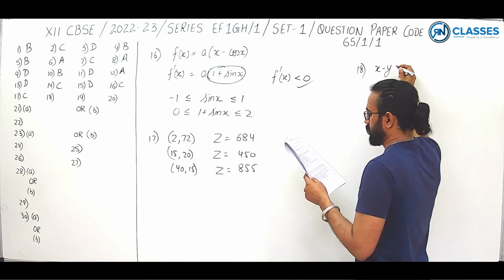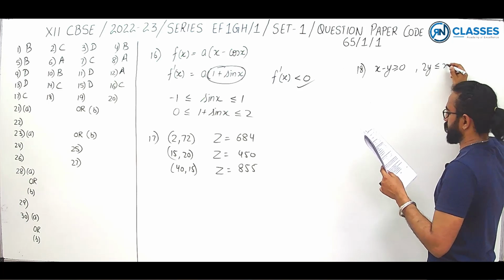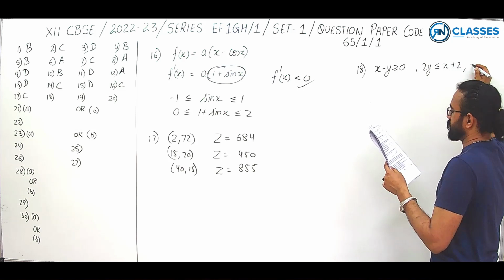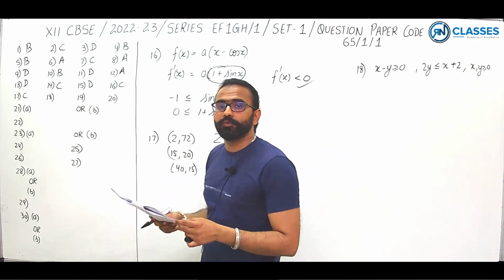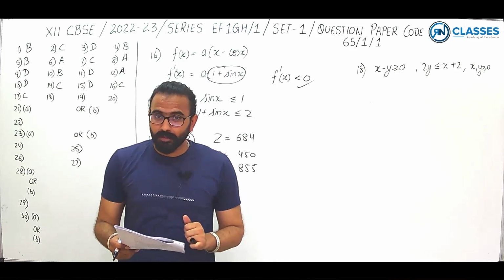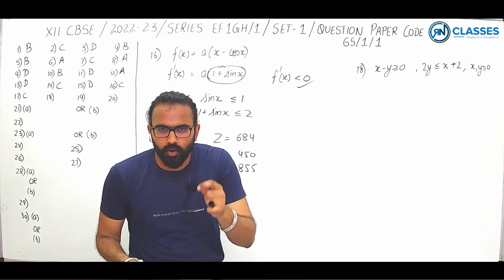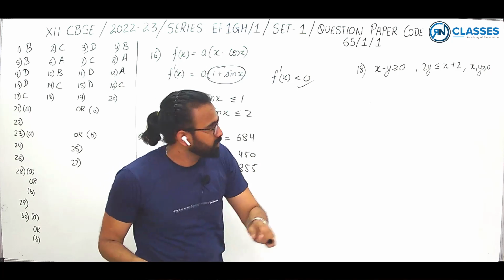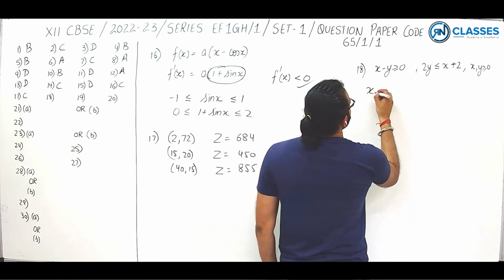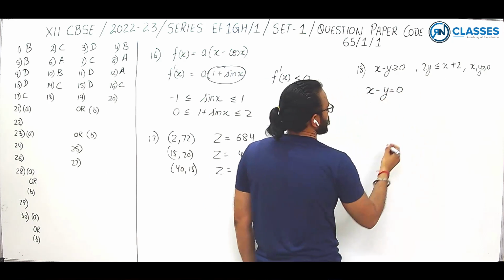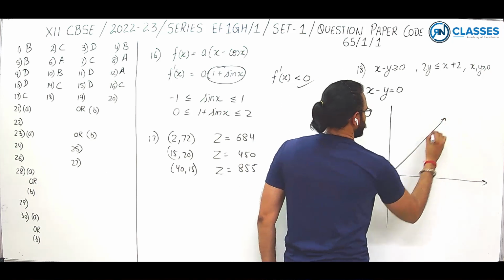x minus y greater than or equal to 0 and 2y less than or equal to x plus 2 and x comma y, they both are greater than or equal to 0. Now in order to find the number of corner points of the feasible region corresponding to these inequalities, we need to draw the feasible region. So first of all, we will consider the equation corresponding to x minus y equals 0, which is a line y equals x.